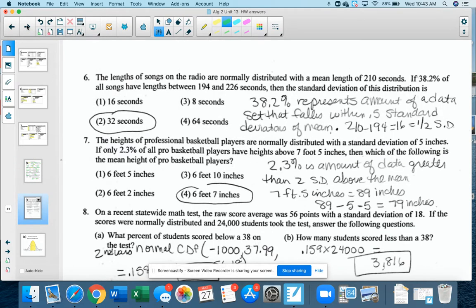Next page, number 6. The lengths of songs on a radio are normally distributed with a mean of 210. If 38.2% of all the songs have lengths between 194 and 226 seconds, then the standard deviation of this distribution is what? 38.2 represents the amount of data that falls within 0.5 standard deviations.